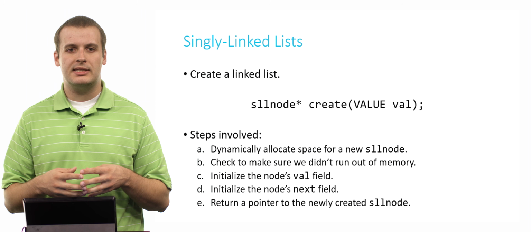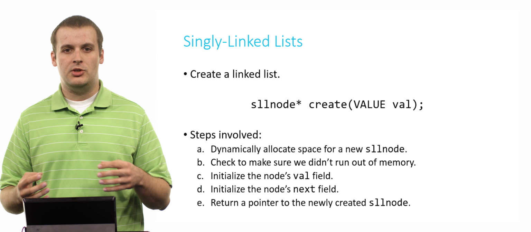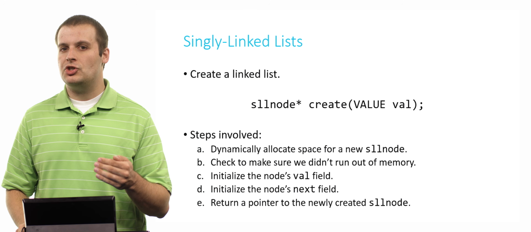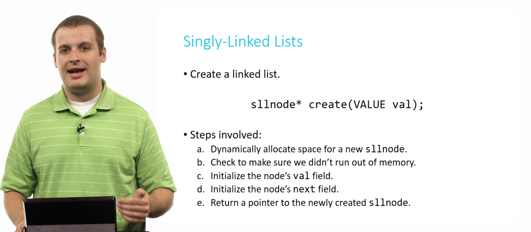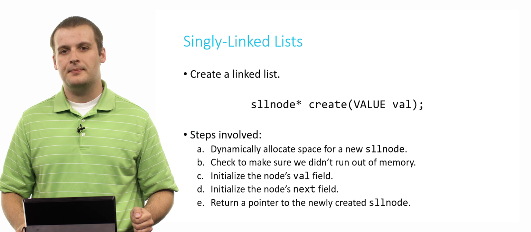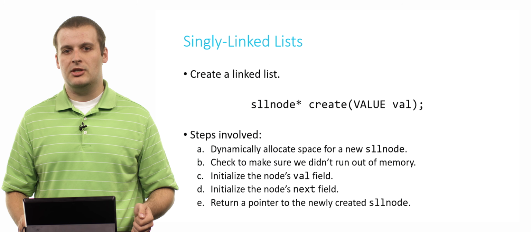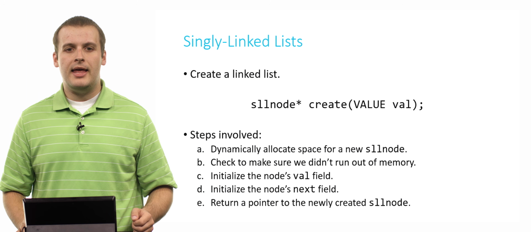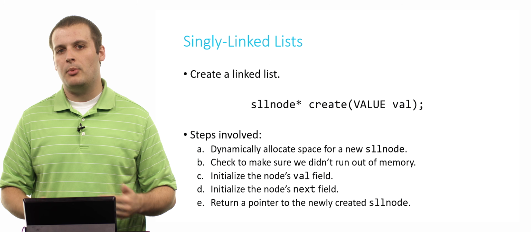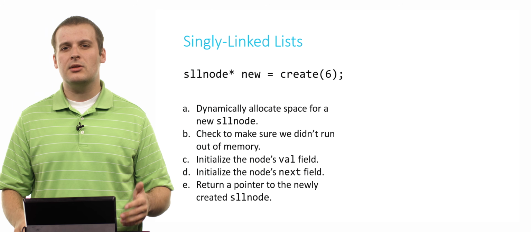Well, first thing we need to do is dynamically allocate space for a new node. Again, we're creating it out of thin air, so we need to malloc space for it. And of course, immediately after we malloc, we always check to make sure that we did not get back null. Because if we try and dereference a null pointer, we're going to suffer a seg fault, and we don't want that. Then we want to fill in the fields. We want to initialize the value field and initialize the next field. And then, as the function prototype indicates, we want to return a pointer to an SLL node.